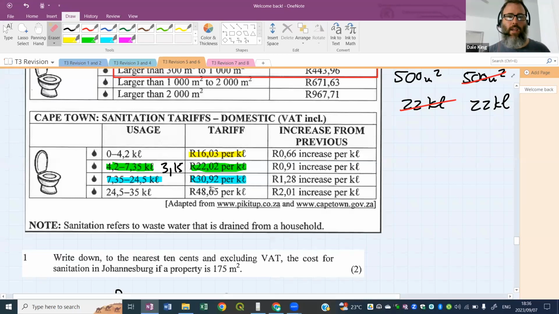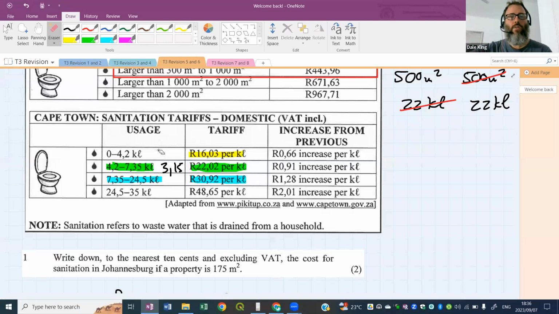So what they do is they say that from 0 to 4.2 kiloliters, there's a very low charge. But if you start going over that, say you're on 5 kiloliters, we're charging you a new rate for that little extra bit. So a sliding scale tariff works like that. You charge the first 4.2 kiloliters at 16 Rand and 3 cents. After that, any other kiloliters you have, you've got to charge at a new rate.